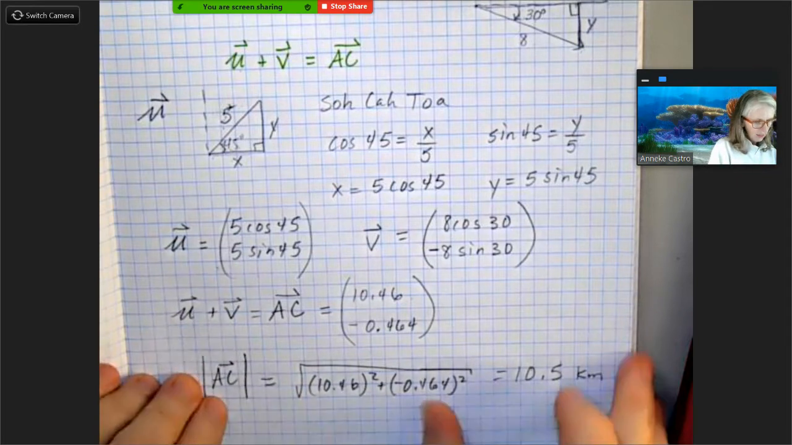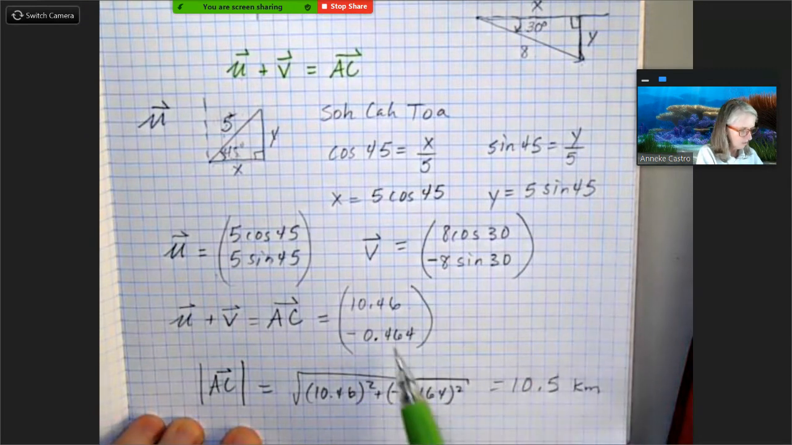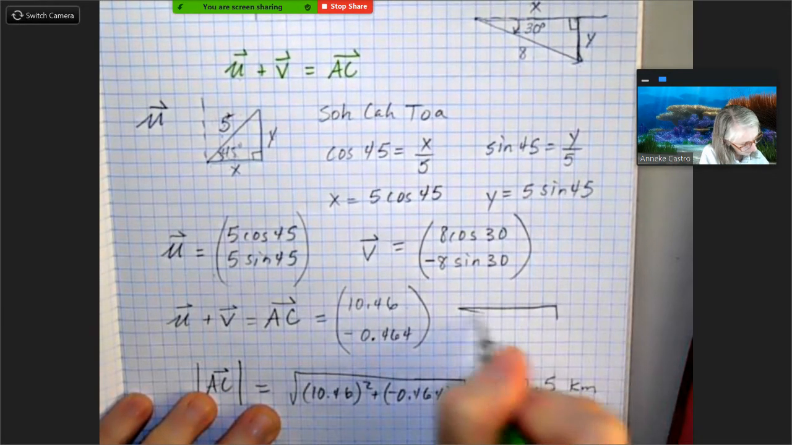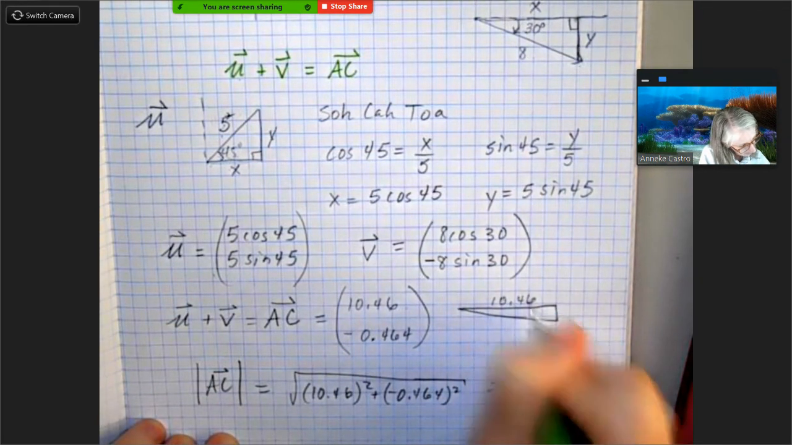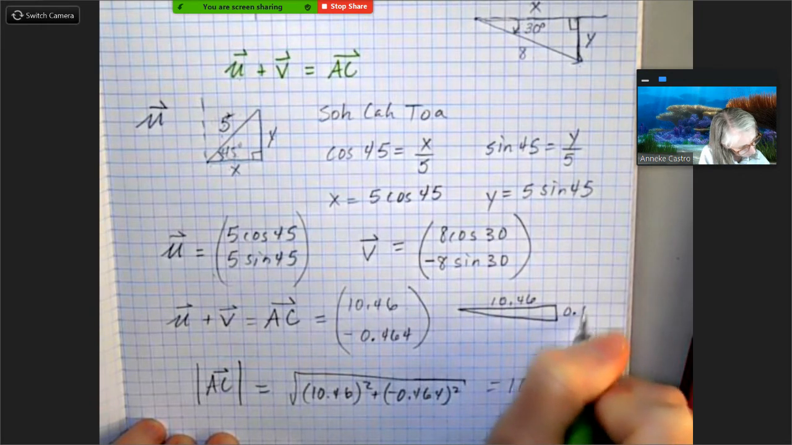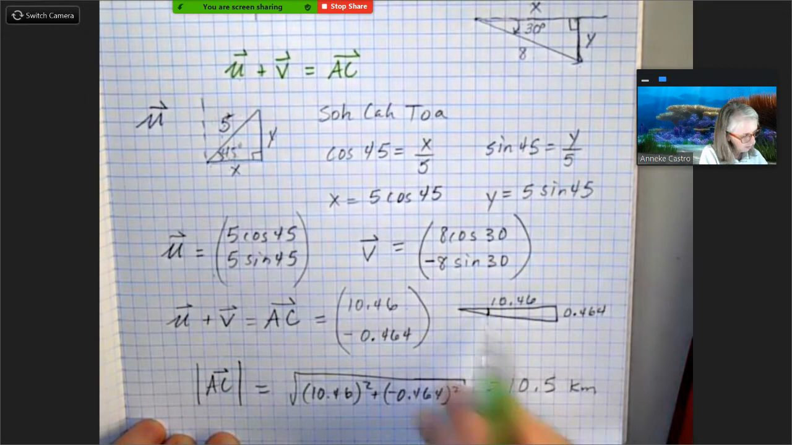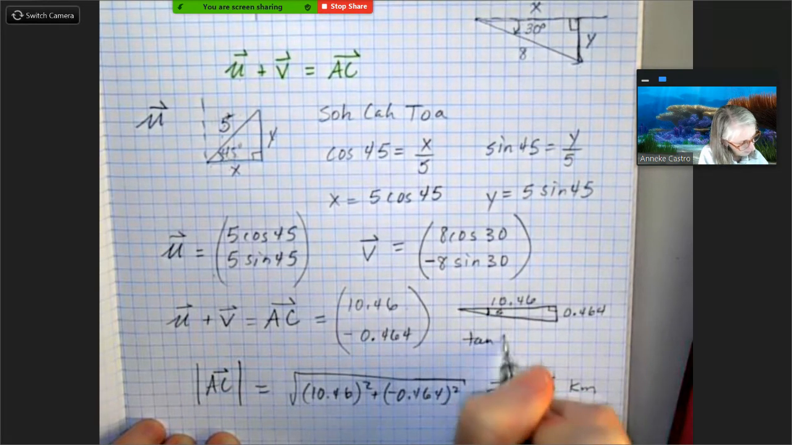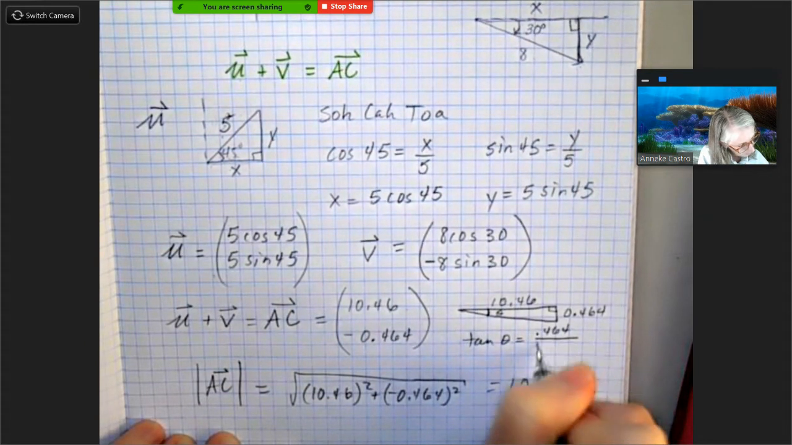And then to get the bearing, I could change this back into a bearing and distance form by making a triangle. So I could do like, oh, what the heck, let's just go ahead and do it. Why not? Okay, so here it is. Here's my triangle. This is the 10.46. This is the 0.464. I'm trying to find this angle right here. Okay, so that angle, here's my right angle. To get this angle, call it theta, I'm going to have to use tangent of theta is equal to opposite over adjacent. So 0.464 over 10.46.